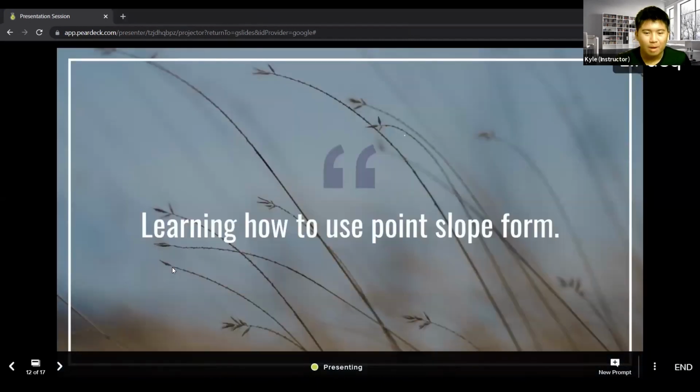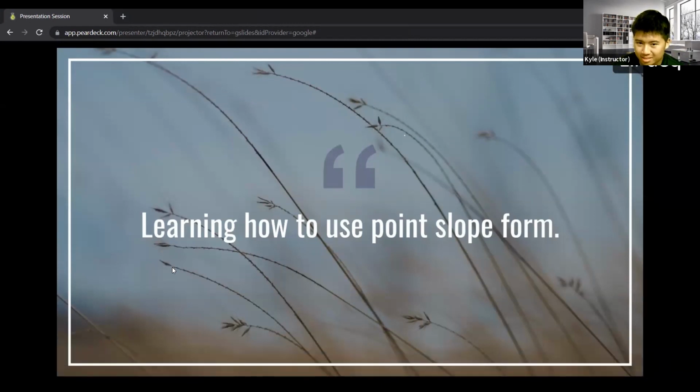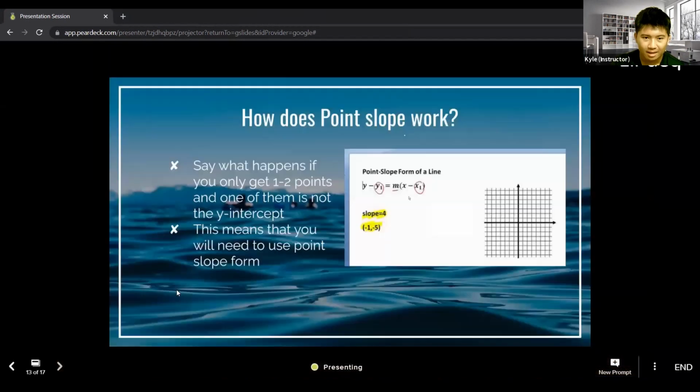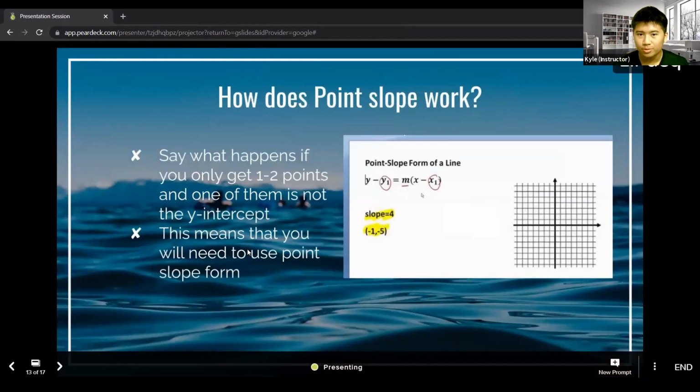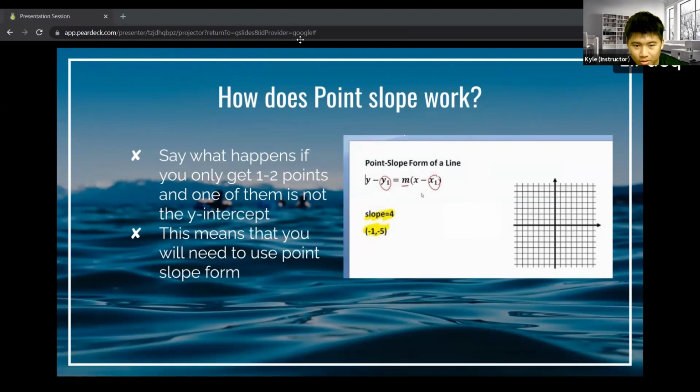So we'll be wrapping this lesson up with how to use point slope form. We learned how to do slope intercept form, but now we're going to use point slope form. So basically, why do we use point slope form? We use it because say we have only 1 or 2 points, and one of them is not the y-intercept. In this case, we can't use the slope intercept form to solve the equation. Instead, we're going to use the point slope form.